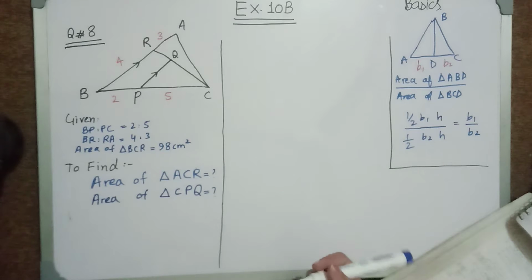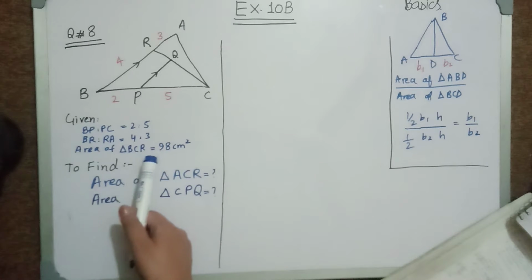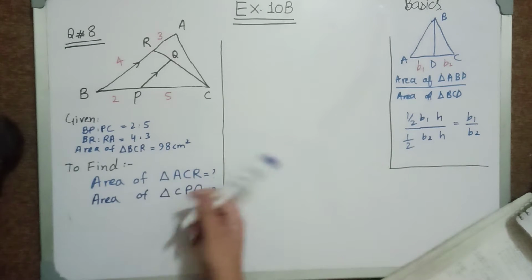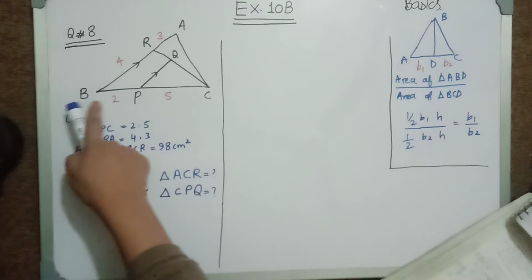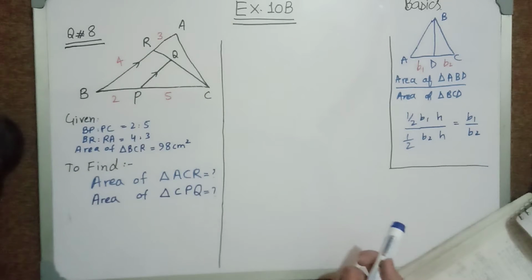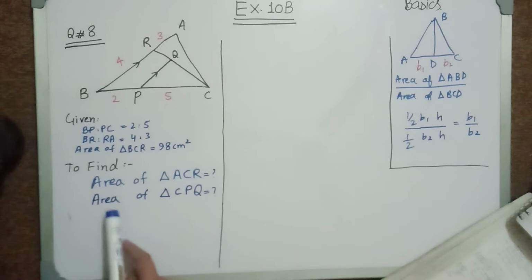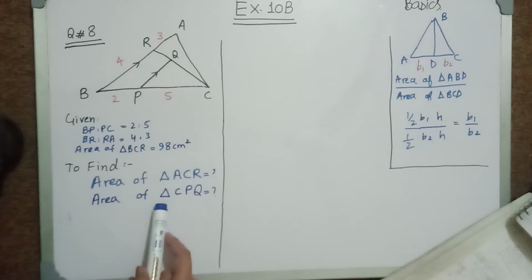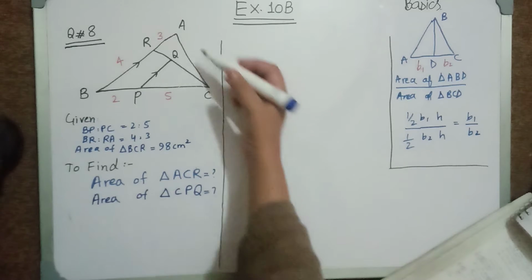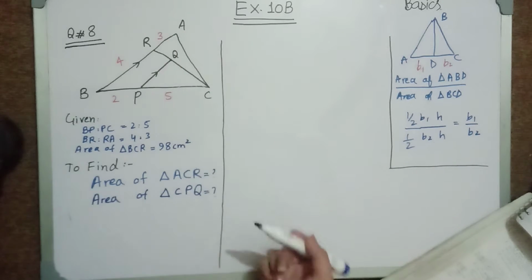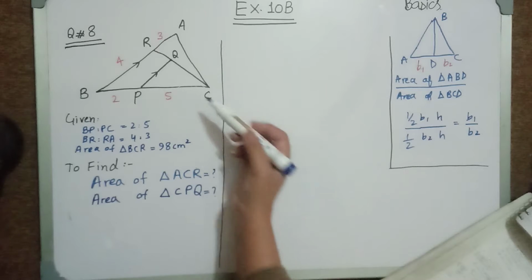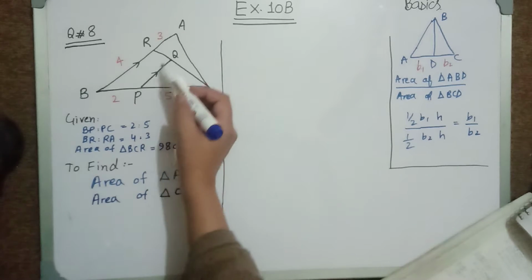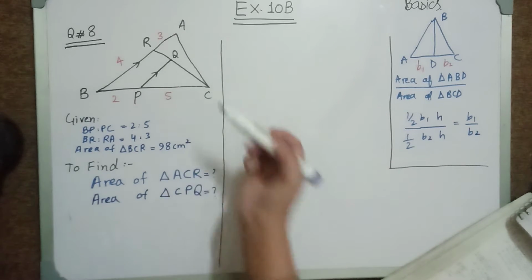Besides that, the area of triangle BCR is also given in the question, which is this triangle BCR, and its area is 98 centimeter square. And you're asked to find the area of triangle ACR and area of triangle CPQ. ACR is this triangle and the second one CPQ is this other triangle right here.